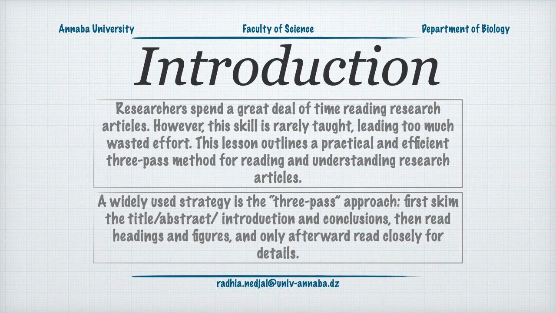As you know, researchers spend a great deal of time reading research articles. However, this skill is rarely taught, leading to much wasted effort. This lesson outlines a practical and efficient three-pass method for reading and understanding research articles. A widely used strategy is the three-pass approach. First, skim the title, abstract, introduction, and conclusion. Then, read headings and figures, and only afterward, read closely for details.